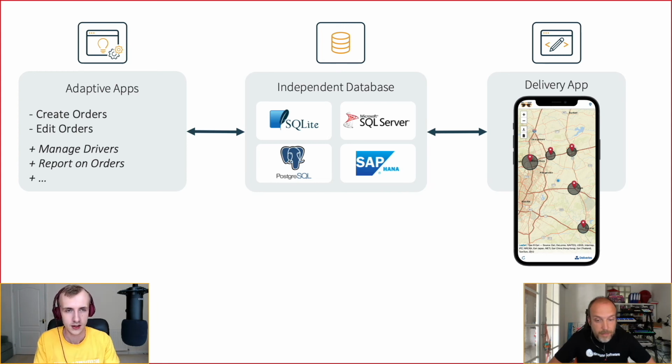So, do you think that's scalable, Robin? I think it's tremendously scalable. I mean, you create database tables which are shared across the delivery app and the adaptive applications you just built. I'm without words actually.